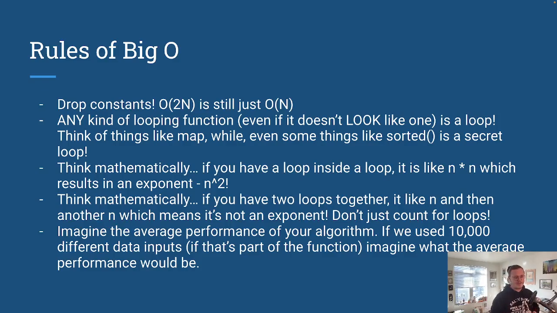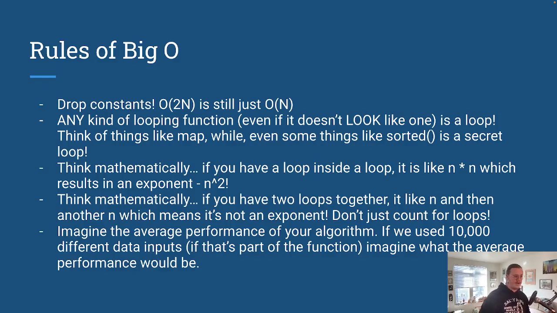And then I want you to think mathematically. If you have a loop inside of a loop, and we're dropping constants, okay? So you might be like, well, one loop runs 5 times and one only runs twice. It's still a loop inside a loop, and we still drop those constants, okay? It's still going to be like n times n, which results in an exponent, right? N squared.